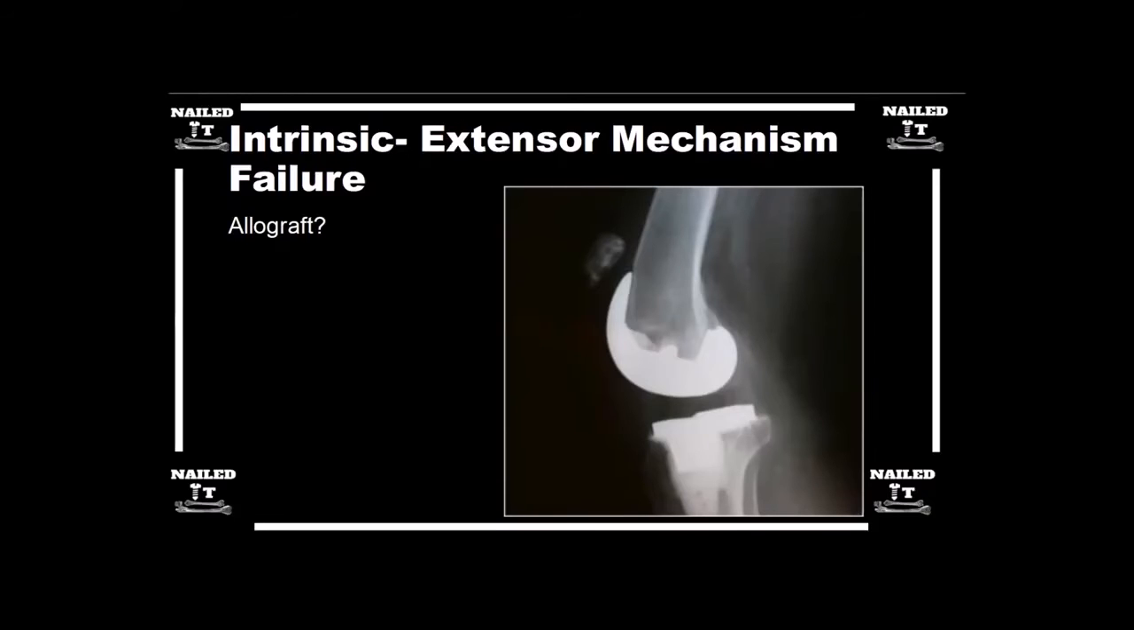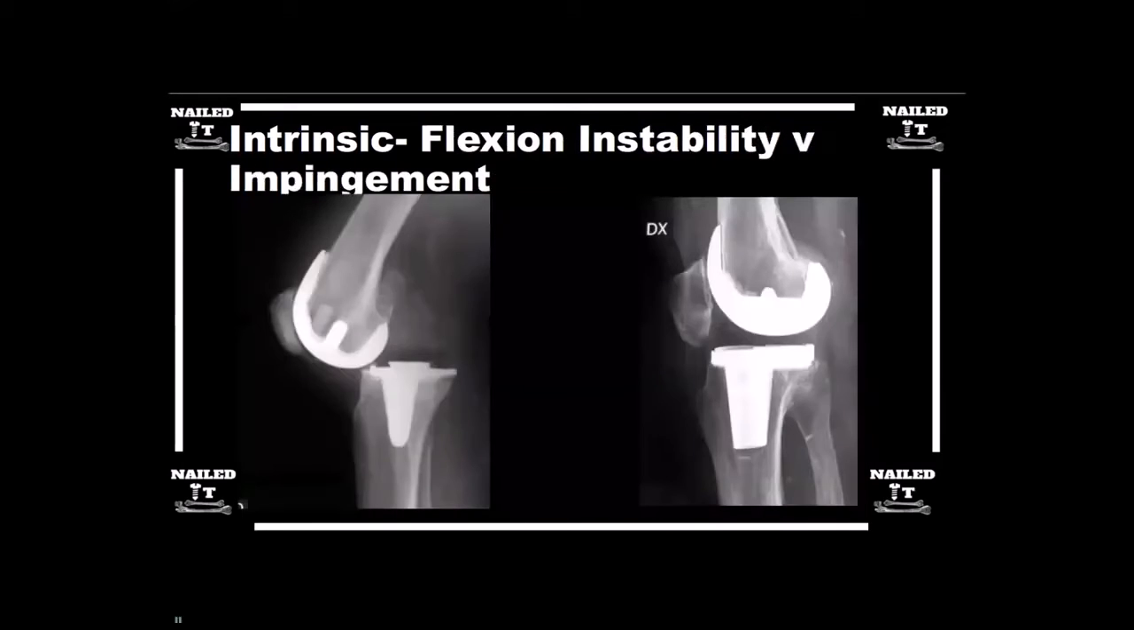Okay. I think we have some more x-rays of some of the other intrinsic causes we could close up on and touch on some of the things that we see. Yeah, you sure hope that you see that X-ray on the left there if they're asking about flexion instability. That pretty much tells you what's going on.